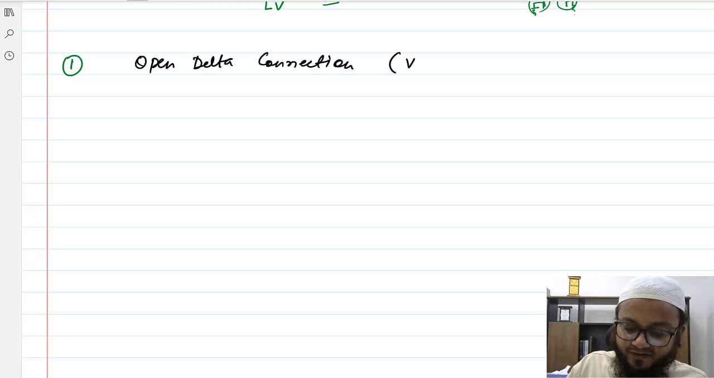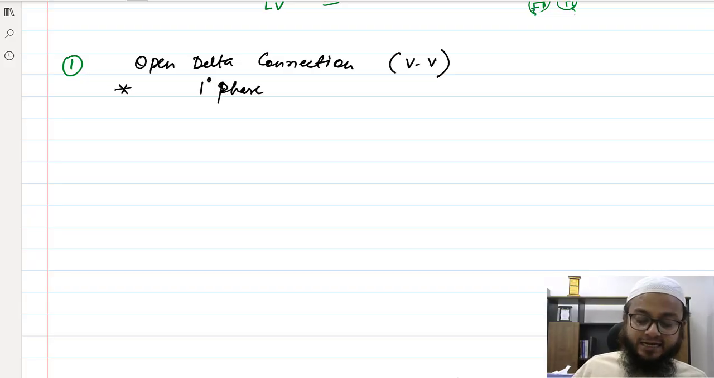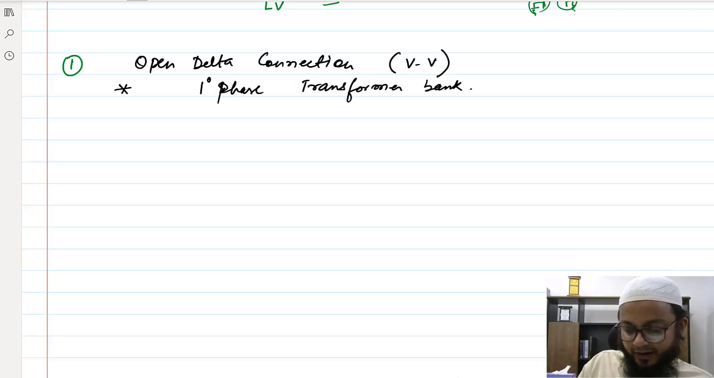Okay. There are other special types of connections like the open delta connection. This is known as the VV connection as well. This is only possible in a single phase transformer bank, right? That means you are using three units of single phase transformers to convert into three phase, right?